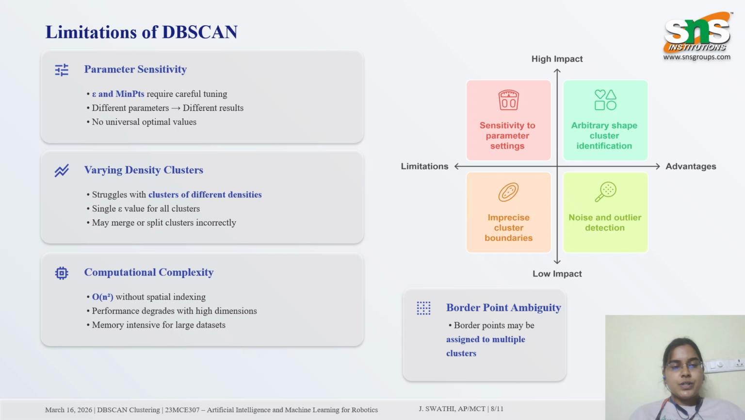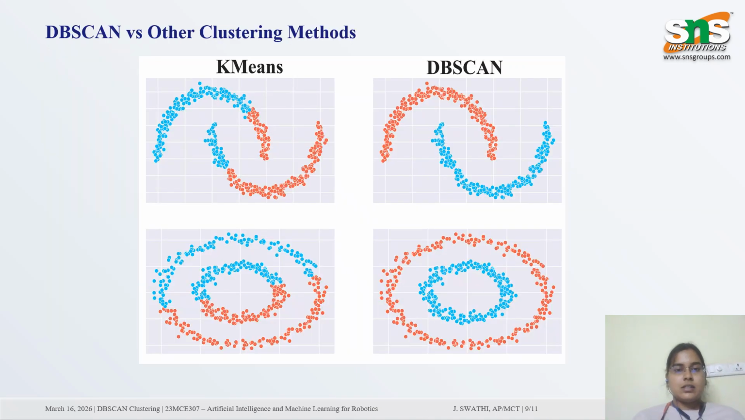Limitations: it is parameter sensitive, has difficulty with varying distance clusters, computational complexity, and border point ambiguity, etc. Here you can see for K-means, you will see the border line like this. But if you form DBSCAN, depending upon the density, it classifies into two different circles. So these are the differences between K-means and DBSCAN.